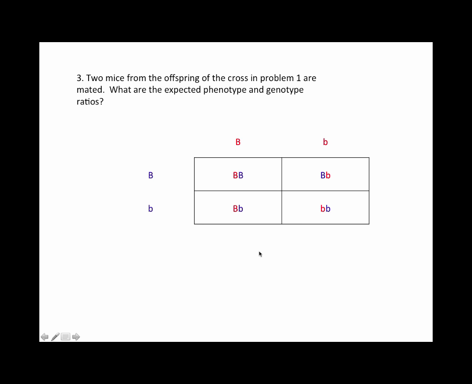And so your genotype ratio is 1 to 2 to 1: homozygous dominant to heterozygous to homozygous recessive. So that's 1 homozygous dominant to 2 heterozygotes to 1 homozygous recessive.